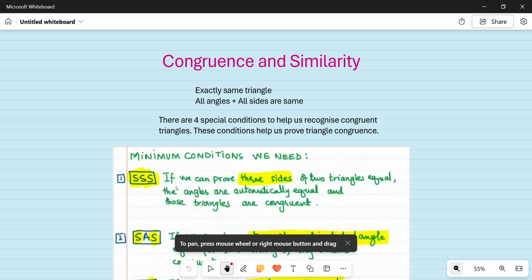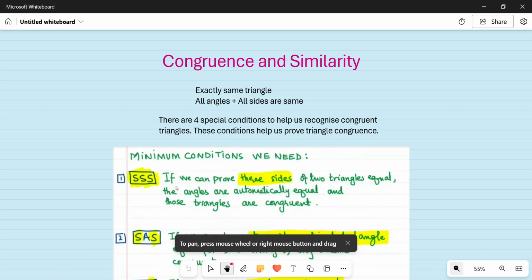Hello students, in this video we will learn about congruence and similarity. What's the meaning of congruence? Congruence means exactly the same triangle, right? If you compare two triangles by their measurements, like angle measurements and side measurements, and they are the same, that is called congruence.